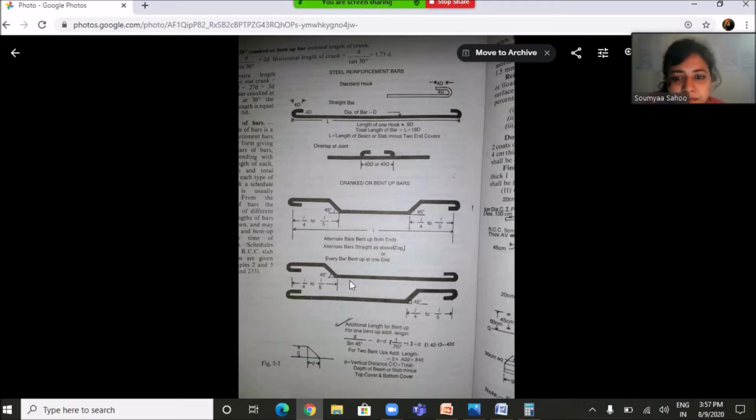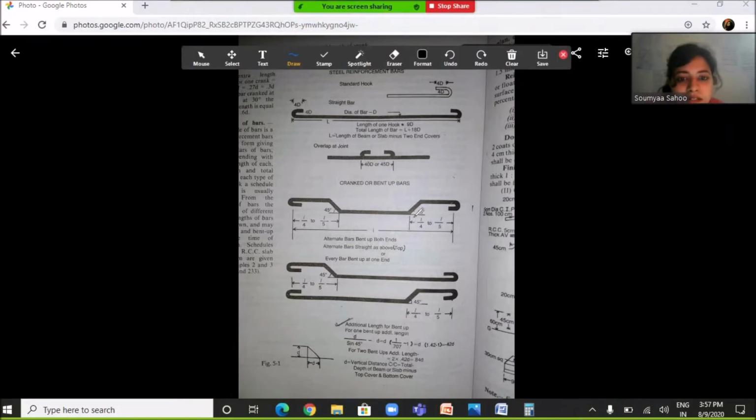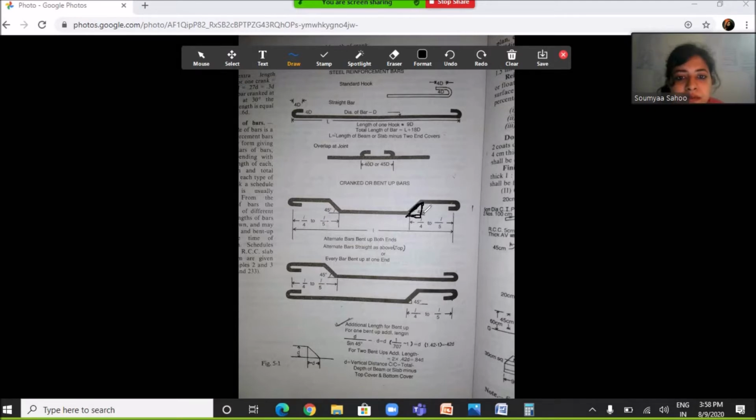How is the additional length for bent up bar derived? In this cranked portion, this forms a triangle. See, this forms a triangular shape. So this becomes the hypotenuse, this becomes the perpendicular, and this becomes the base. So in order to find the additional length for bent up, we have to subtract the base from the hypotenuse.